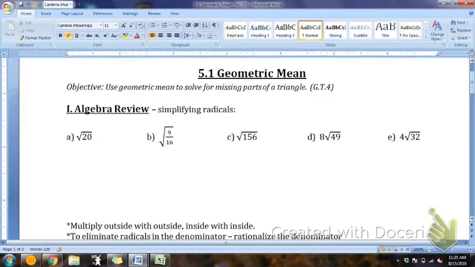10 and 5. Okay, what else makes 20? 4 and 5. So I'm going to use 4 and 5. Okay, so this is called a factoring tree. I want you to write this down with me. What makes 4?